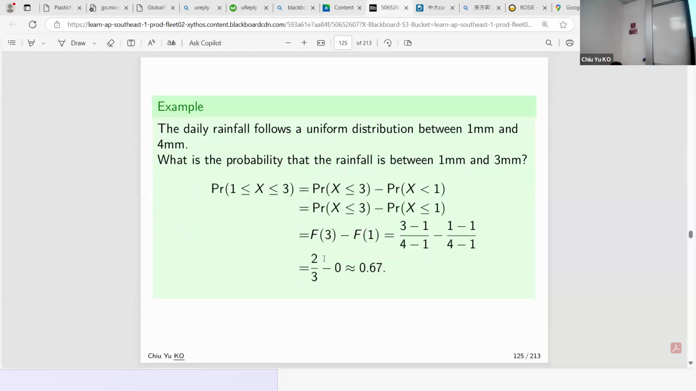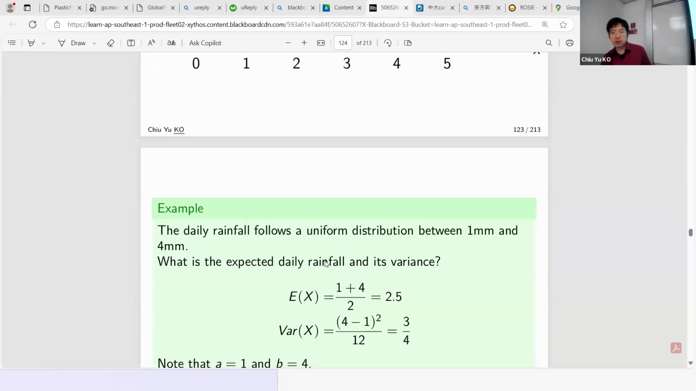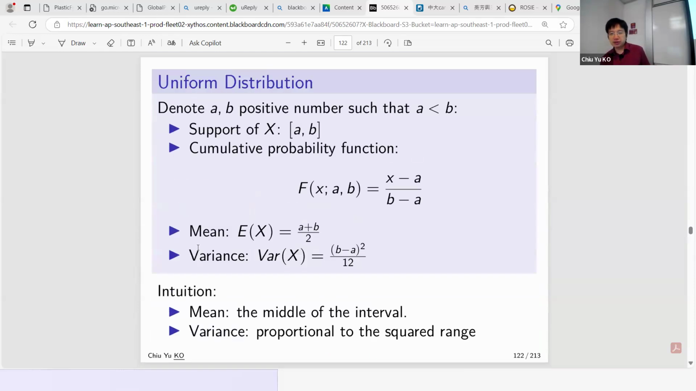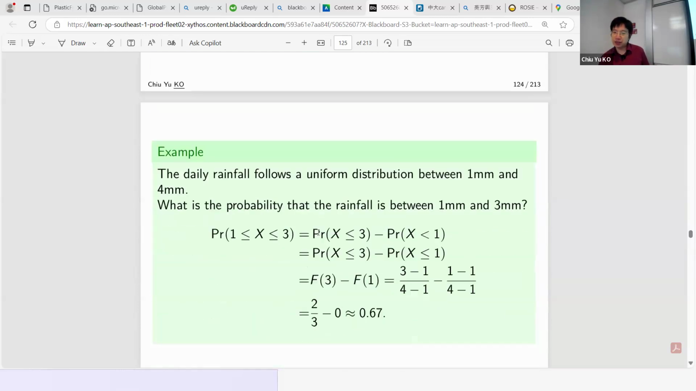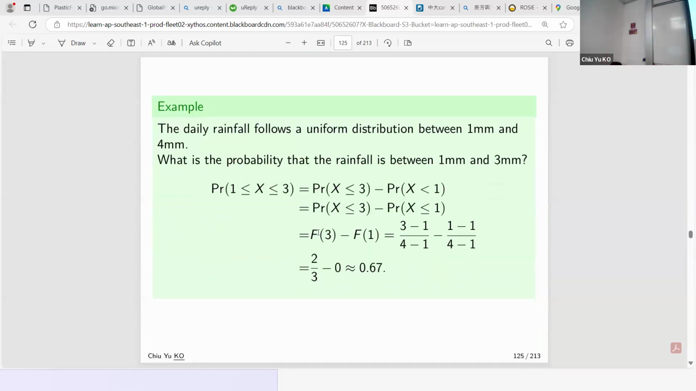The other example is how to use the big F formula, (X minus A) over (B minus A), if you still recall. This example will tell us how to use the mean and variance, and how to use this big F. So basically with these 3 things we teach you, you learn how to do all of it. So, uniform between 1 and 4. The question is, what is the probability of being between 1 and 3? You can do it in 2 steps.